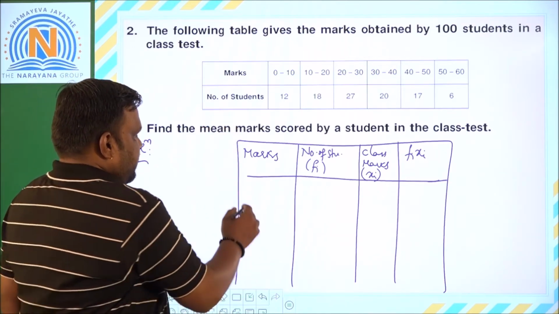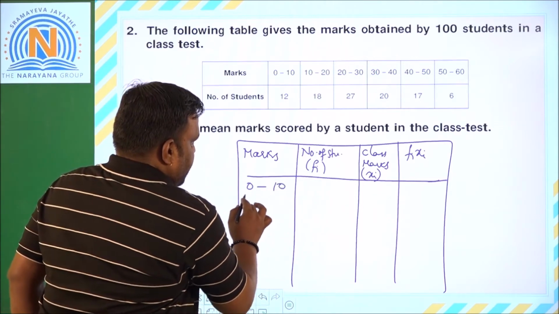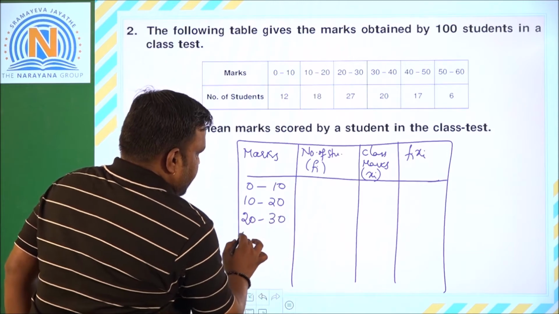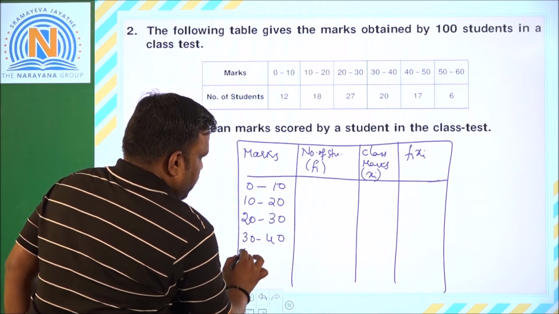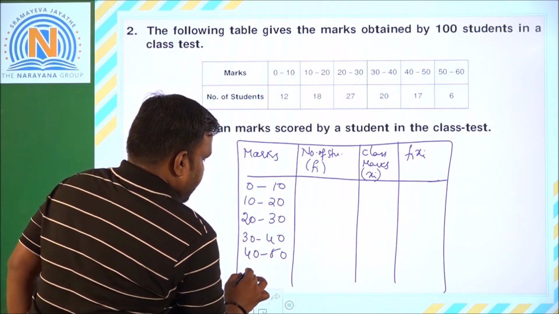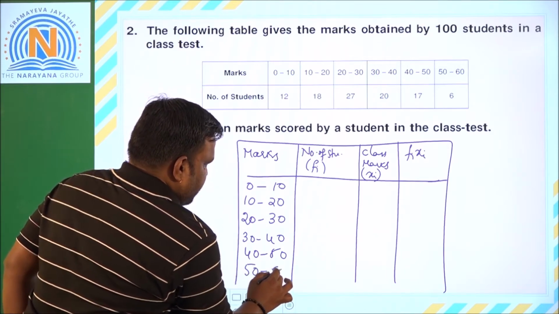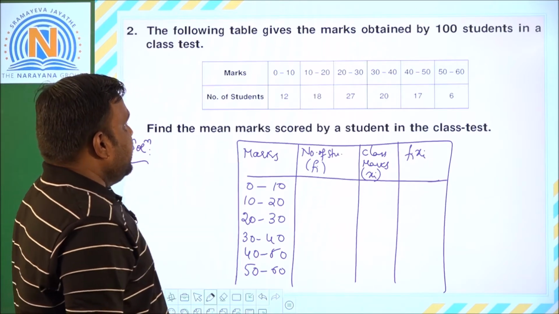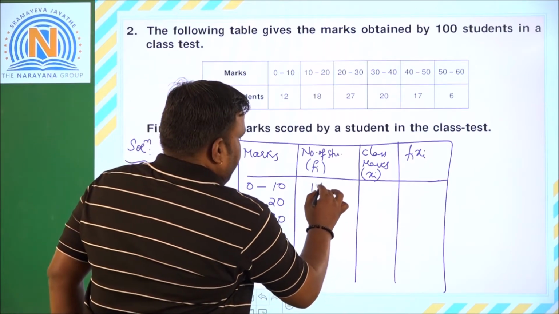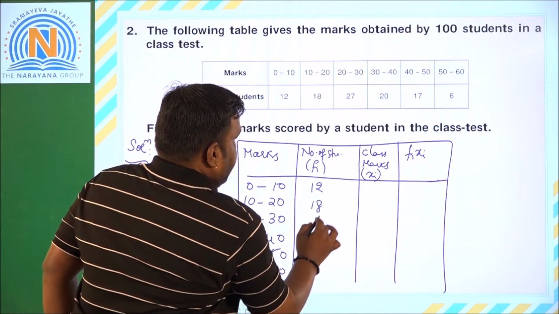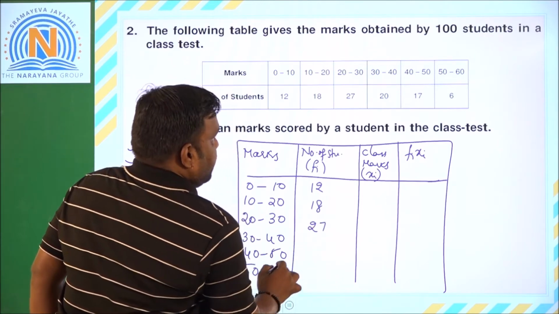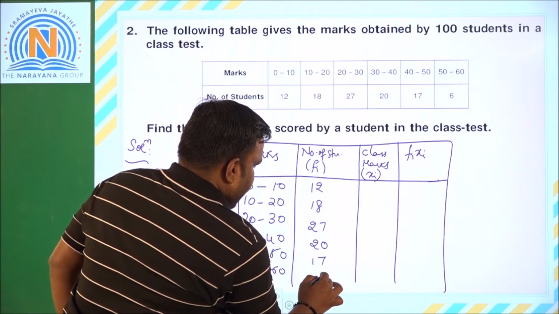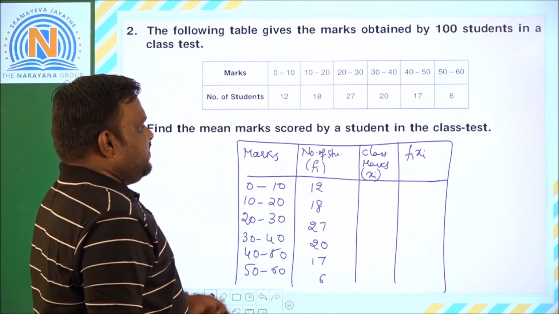So first let us write the classes: 0 to 10, 10 to 20, 20 to 30, 30 to 40, 40 to 50, and we have up to 50 to 60. So these are the classes we have right now. Next, the corresponding frequencies are 12, 18, 27, 20, 17 and 6. And the next, class marks.